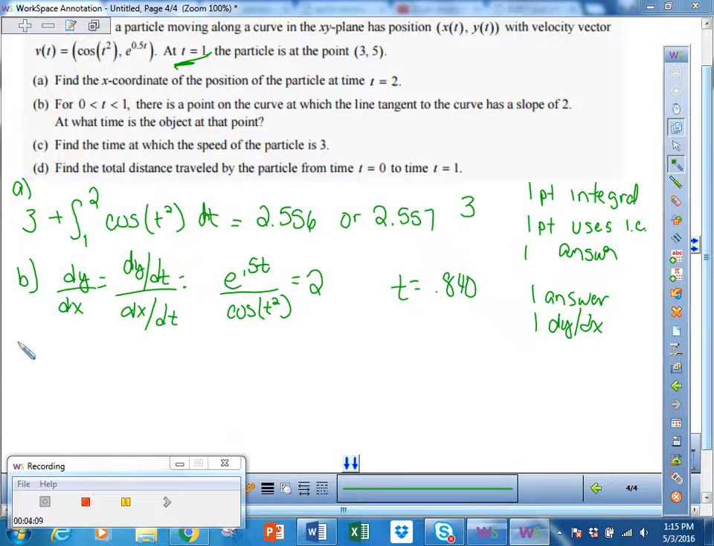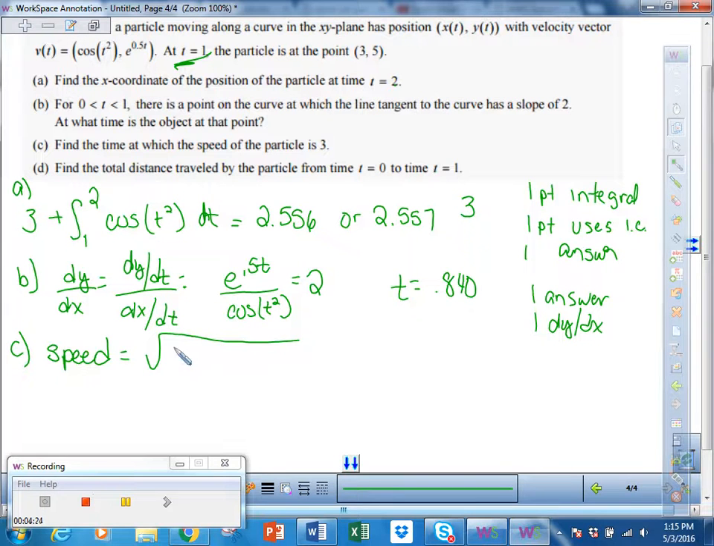All right, C, find the time at which the speed of the particle is 3. So this just required us knowing the formula for speed of a parametric. What's the speed of a parametric? Okay? Because, ladies, speed is just magnitude. So it's the x prime component, y prime component. And all we had to do was take what they gave us and set it equal to 3. So here's another place where students couldn't do it just because of calculator issues.